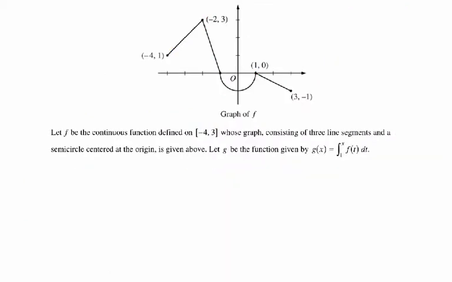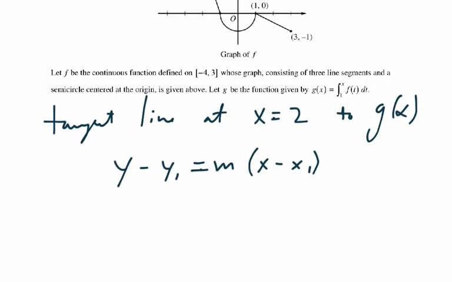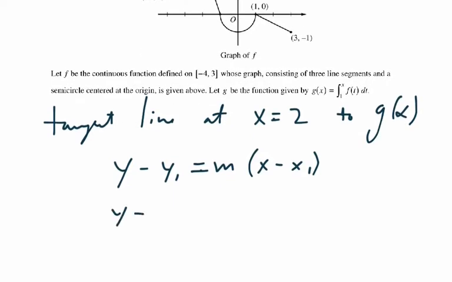And then, of course, there's the very last thing of how do we do a tangent line. So let's say that we wanted to do the tangent line at x equals 2. So this is going to be y minus y1 equals m, x minus x1, and we're going to do the tangent line to g of x at x equals 2. So really this is going to be y minus g of 2 equals g prime of 2, x minus 2.